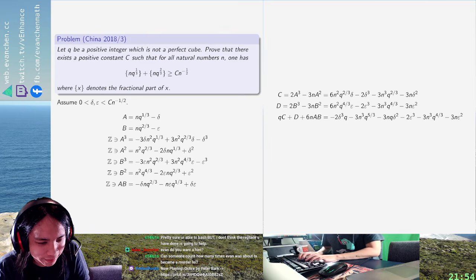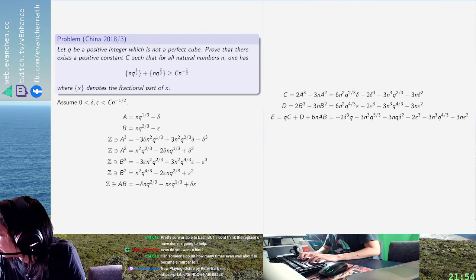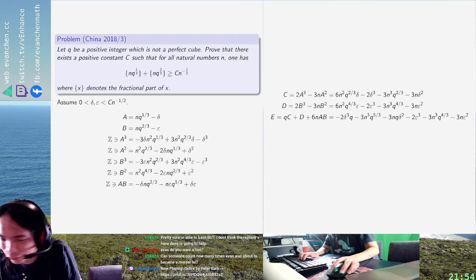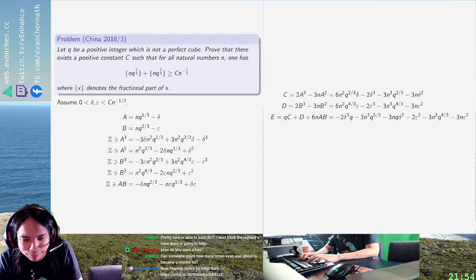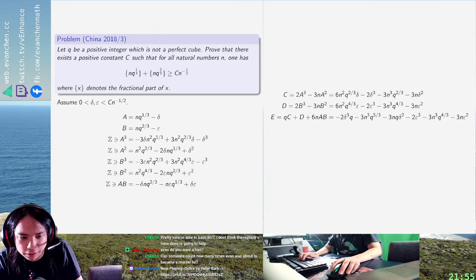Okay, this has a name now. This is called E. And then we're gonna take E and we're gonna add like n squared qa. Yeah, which are the problem terms? Okay, the q to the 5/3 I can kill off if I add 3n squared qb.